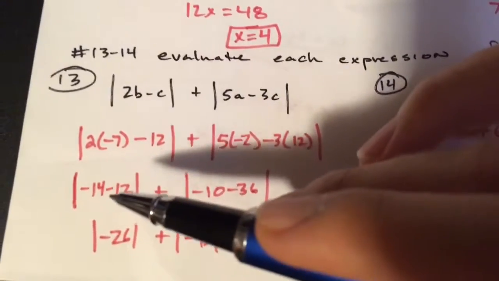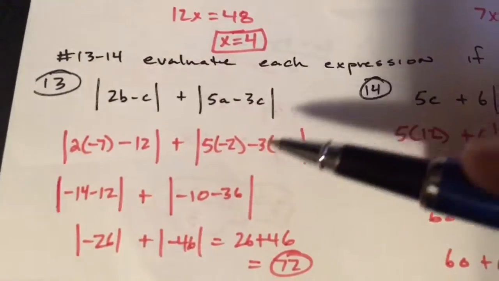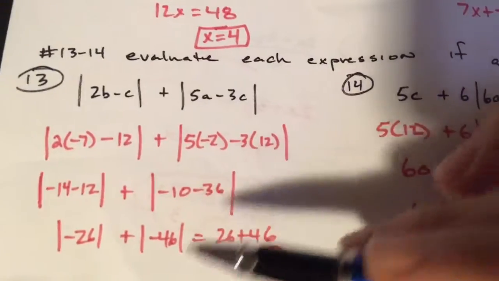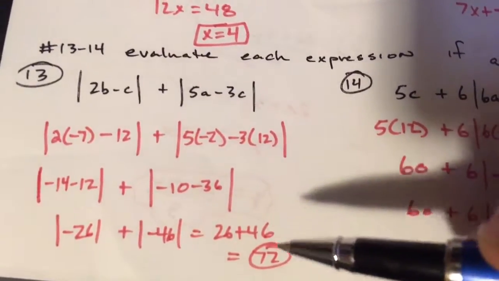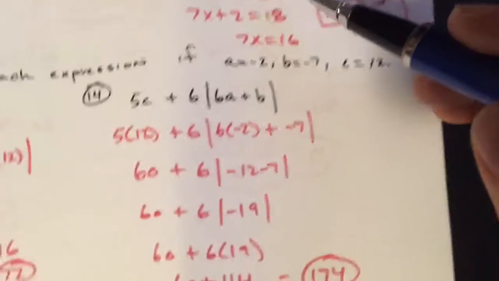All right, plug it in as such. Negative 14 minus 12 is a negative 26. Negative 10 minus 36 is negative 46. But what comes out of the absolute value? Positive 26 and 46 gives you 72.